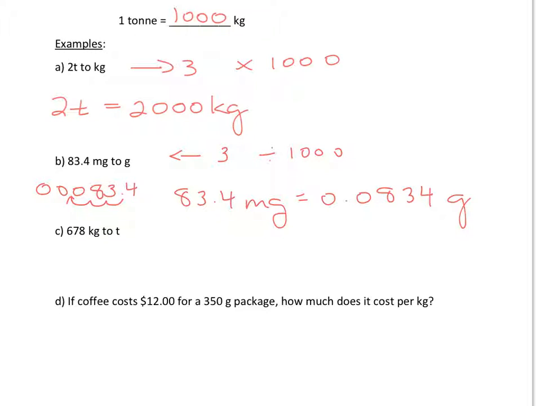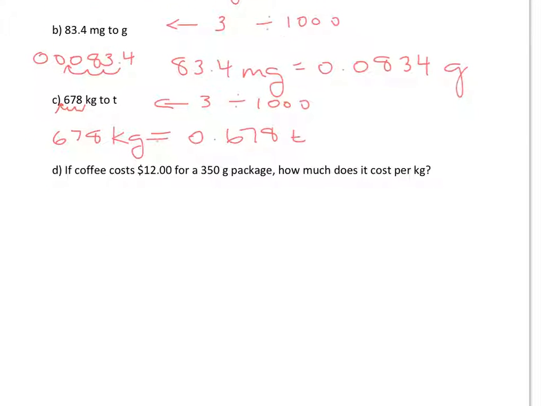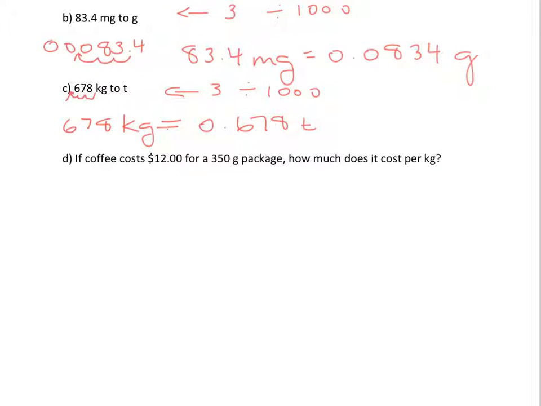And the last example here, 678 kilograms to tons. We are actually going to the left 3 or dividing by 1,000. So we can actually do it right on the example there. If we move the decimal place left 3, you can see that 678 kilograms will be equal to 0.678 tons.